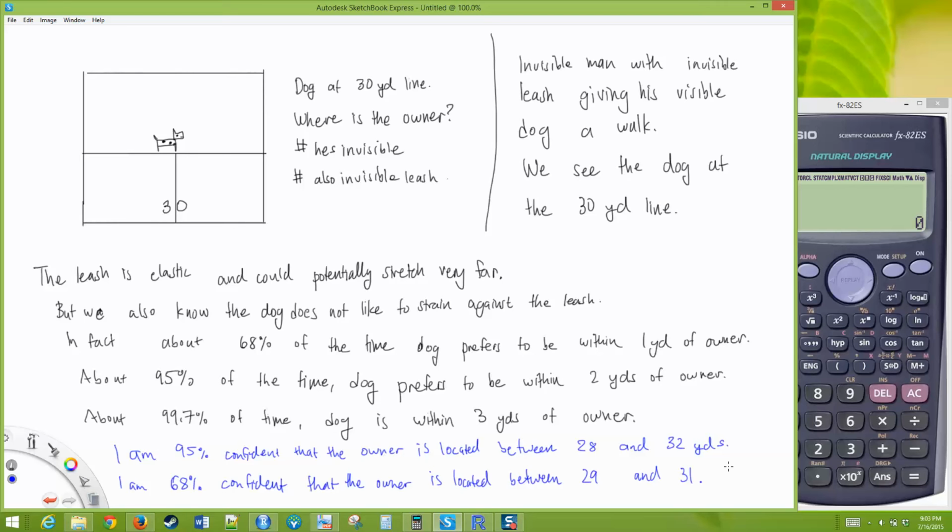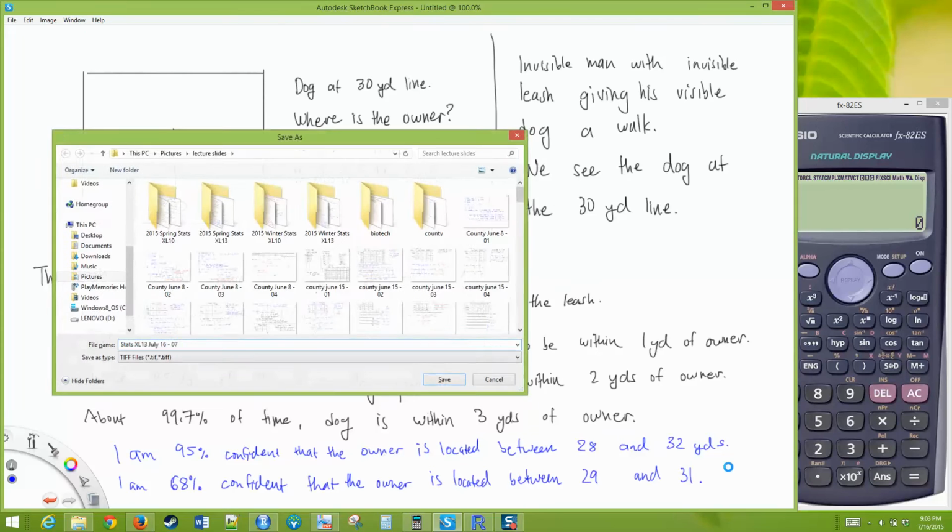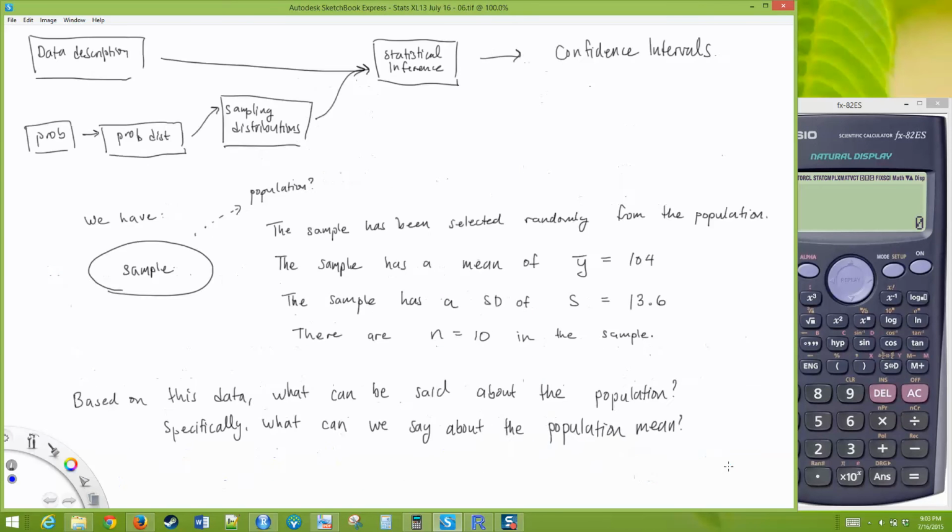Because it is possible that this was just one of those strange times that the dog decided to pull more than 3 yards away from the owner. Okay. Can you guys see how I'm trying to relate this to the confidence interval stuff? Okay. So over here, what we have is the location of y bar. So when we're talking about confidence intervals, we have the sample's information. We don't have the population's information.